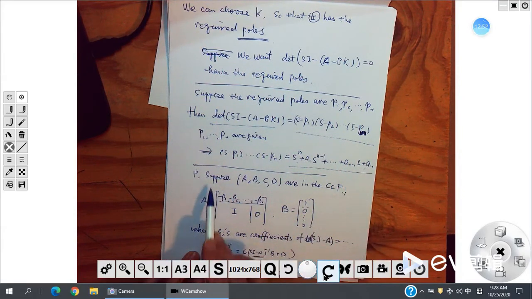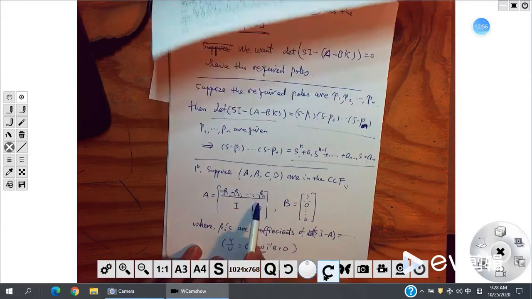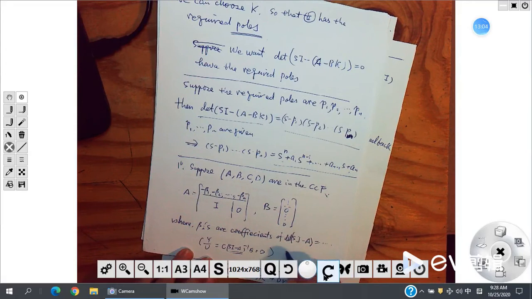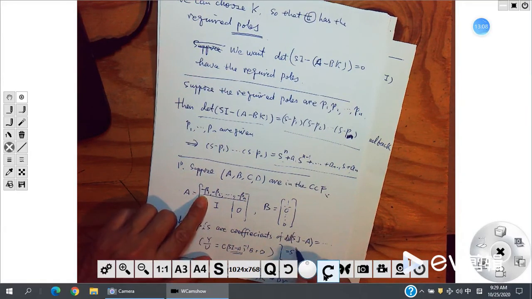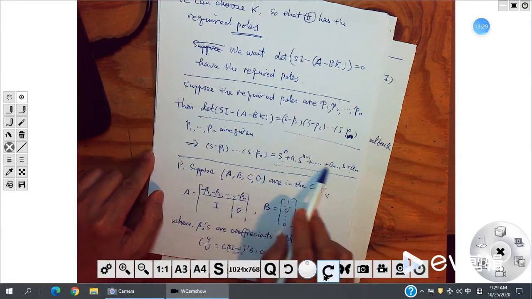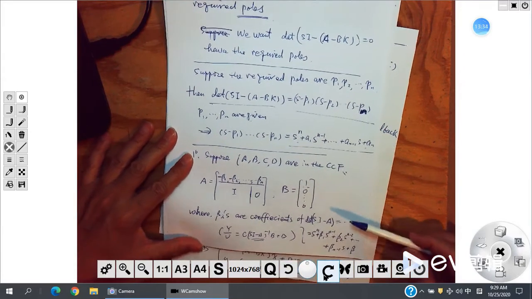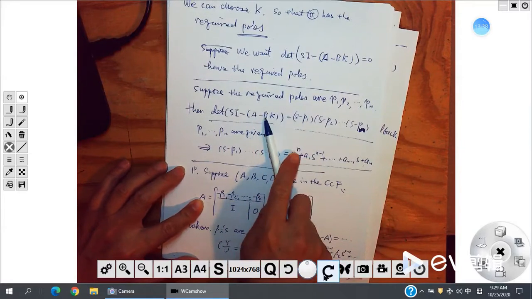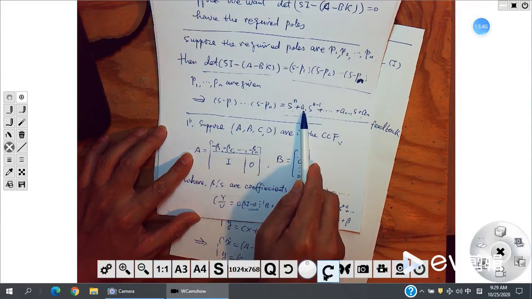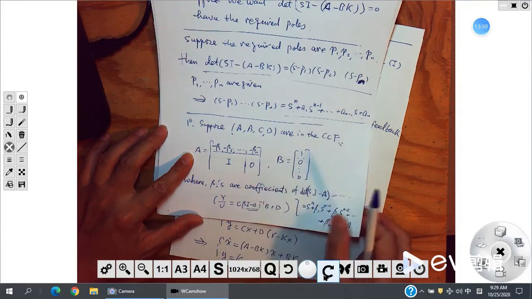Now A itself looks like this. According to the polynomial, these are the coefficients. So this will be equal to S to the n plus beta 1 S to the n minus 1 plus beta 2 S to the n minus 2 until beta n minus 1 S plus beta n. So A will have the characteristic equation looking like this, but we want the characteristic equation to be this one. So the difference between A and A minus BK is just that we want to transfer the beta coefficients to those A coefficients.